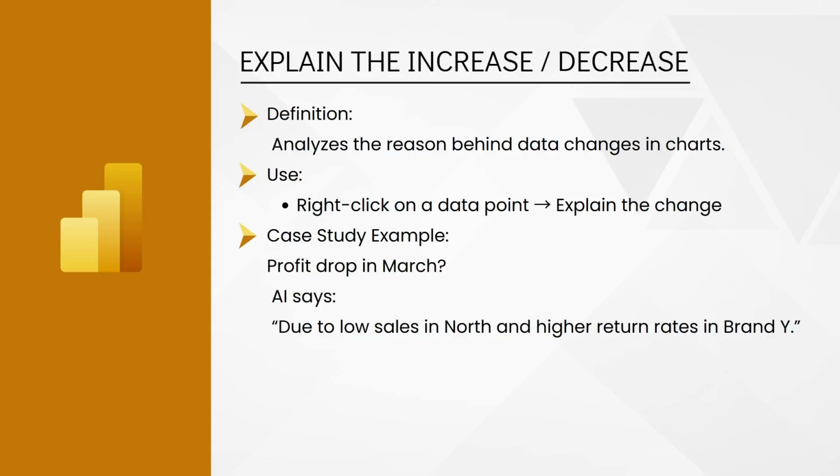Moving on to the next feature, that is explain the increase or decrease. This feature analyzes why a data point changed, like why sales dropped or profit increased. Instead of guessing, Power BI automatically investigates contributors to that change. In our case study, if we see a profit drop in one of the months, let's say March, right-click that bar and choose Explain the decrease. Power BI might say the drop is due to low sales in the North region and increased return rates in brand Y.